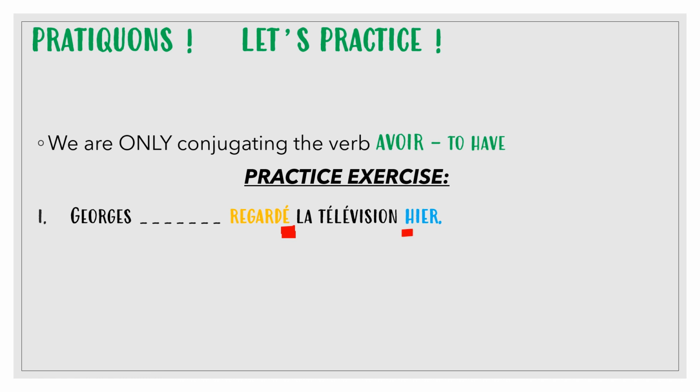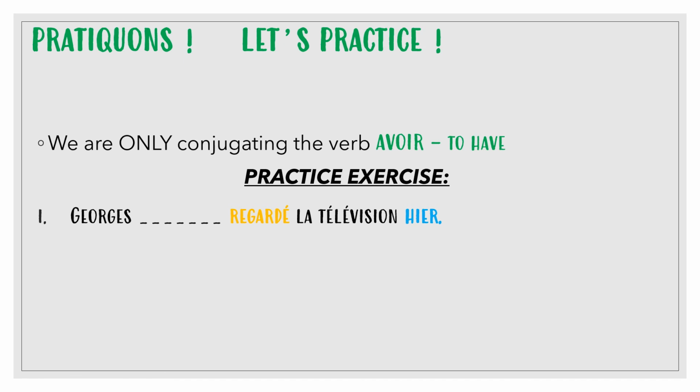Okay? Georges blank regardé la télévision hier. Now this word here, hier, this is one of those words that indicate that you're going to be using the passé composé. Hier means yesterday. So it's saying George watched the television yesterday. Okay? Now, what would go in the blank space here? Right here. How would you conjugate the verb avoir there? First thing we're going to do, we're going to ask ourselves, which pronoun can substitute for George?